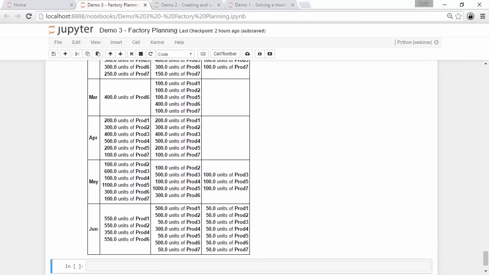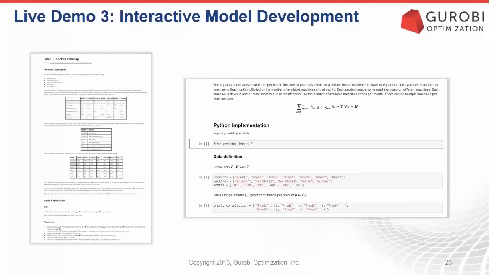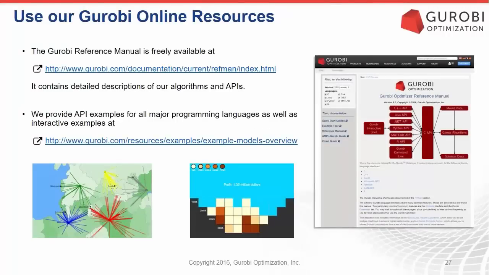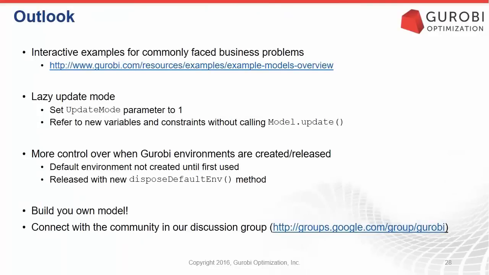So let's go back to the slides. Feel free to use our online examples. We have online resources with interactive examples, and we also find this factory planning example there. Everything's there to help you and that you can use to start. But there's more. We encourage you to use this as a starting base to build your own model.